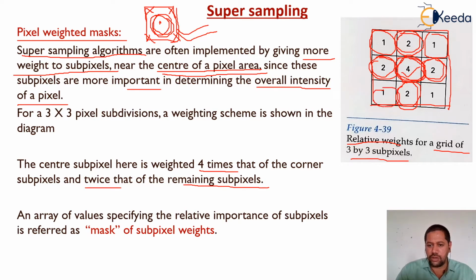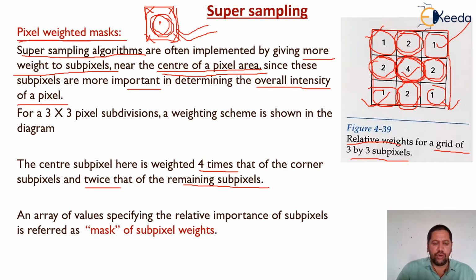This is one, this is one, this is one. So these four corners, this one, this one is one corner. See, all these four corners have very little weightage, only one, as compared to this pixel. Getting me? And that is the method which is known as the pixel weighted mask.